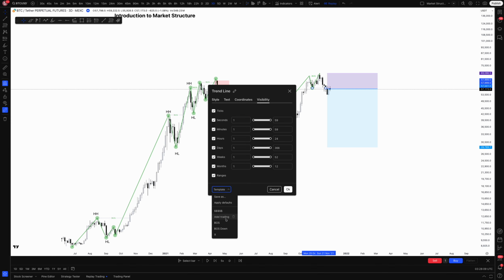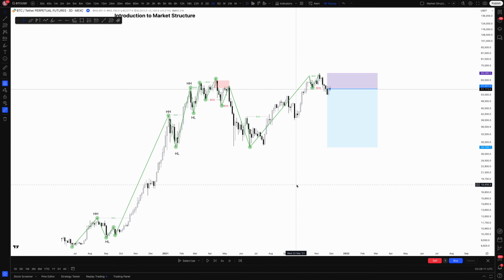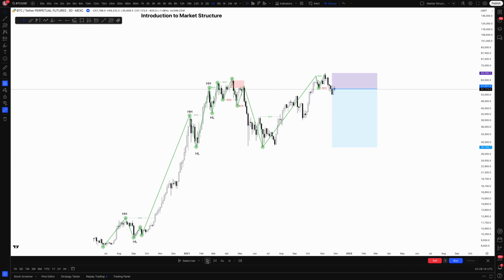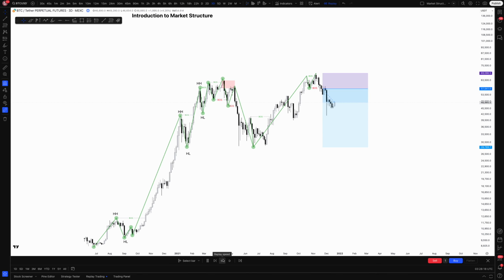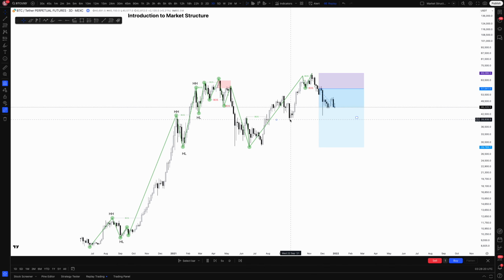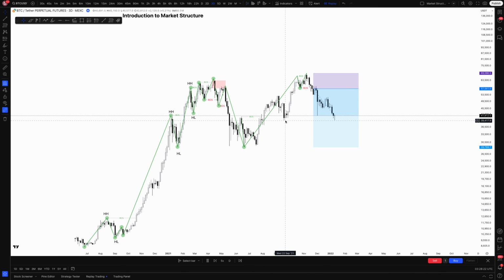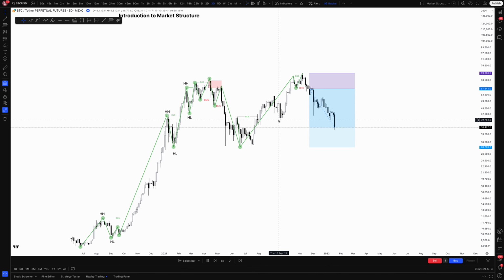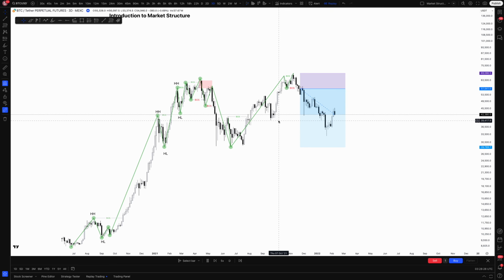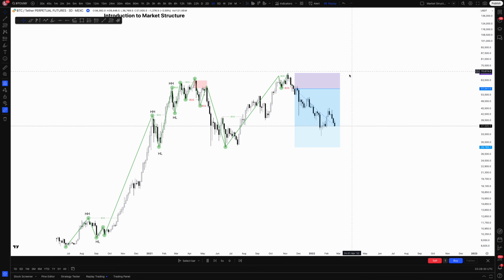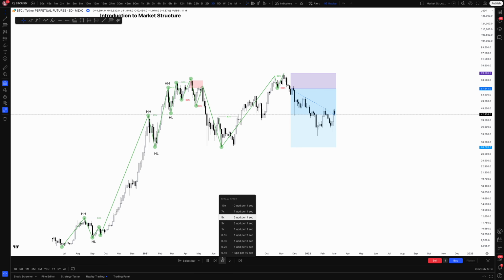Selling pressure is coming into the marketplace. Let's see how this plays out. See, you can take profits here as well, in case that level holds. Looks like it's not going to, but might. Let's make this a bit faster.